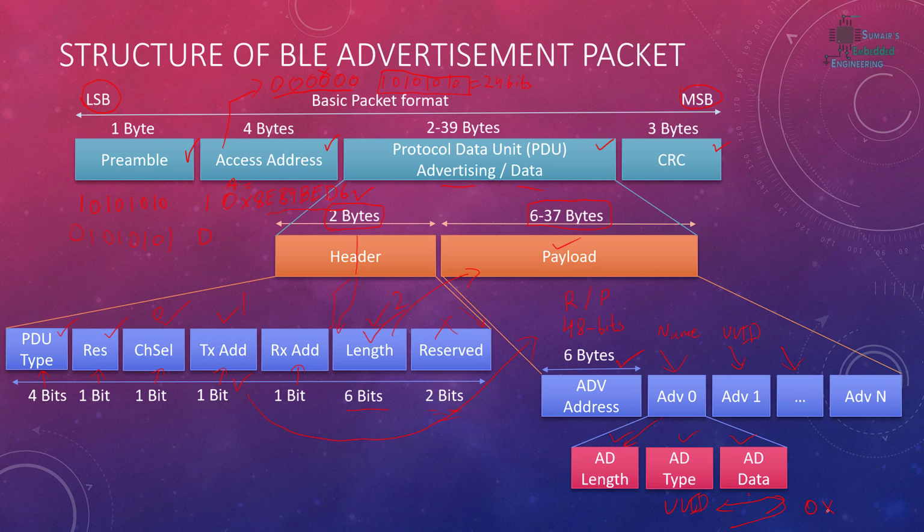For example, for heart rate we have 180D, so this will be the UUID which will be in the data, and its type will be UUID, and the length will tell that this is 16 bits. This is going to be advertisement 0, then advertisement 1, 2 and 3 and so on until this number of bytes.